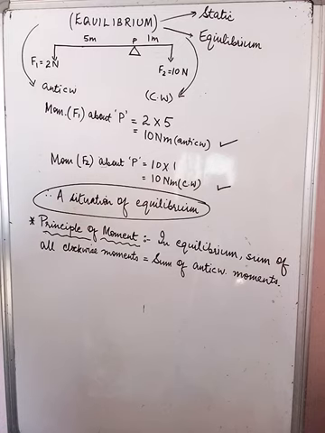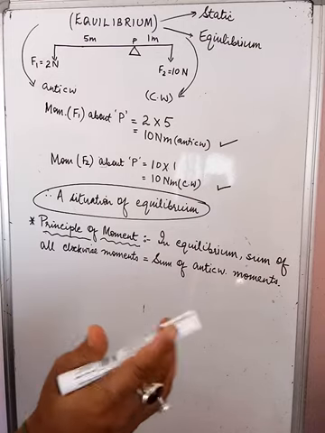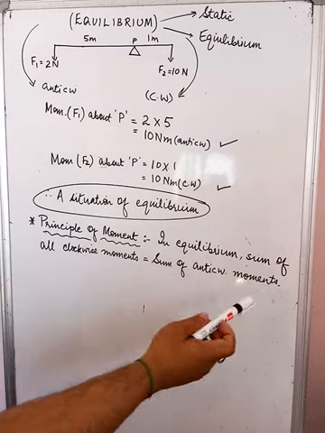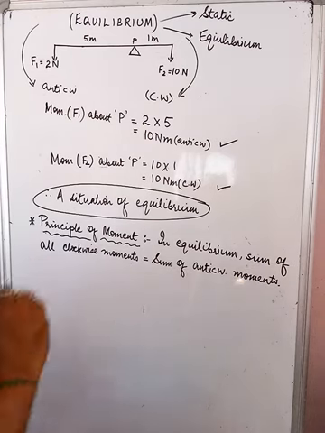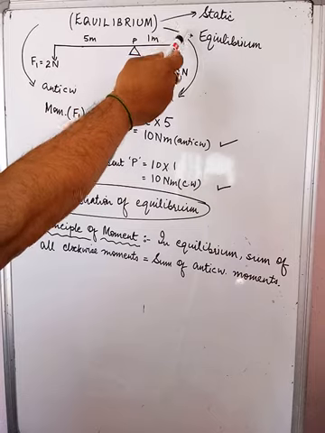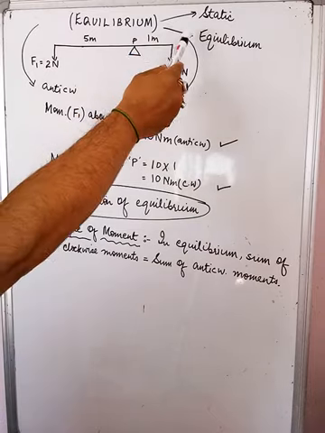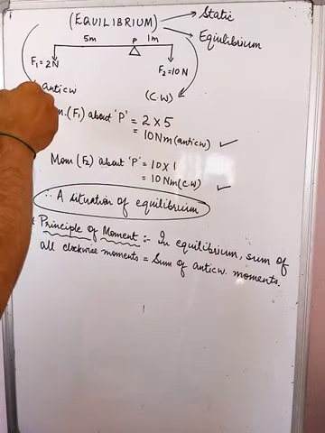So whenever they say there is equilibrium in a particular question, that obviously means that the overall values of all clockwise moments and all anti-clockwise moments will come out to be the same, and therefore they will get neutralized. Now the only remaining part is, why did I say sum of all clockwise moments and sum of all anti-clockwise moments? Because in this particular example, there is only one clockwise moment and only one anti-clockwise moment.